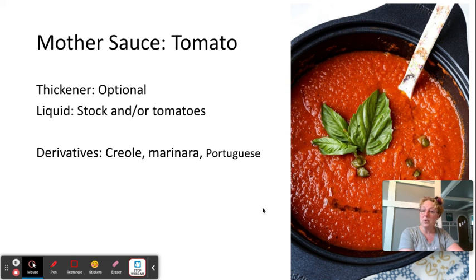I think all of you are familiar with the tomato sauce. And so these Creole or marinara or Portuguese, again, different herbs, different flavorings, different seasonings, but they're pretty much just some stock and tomato product.